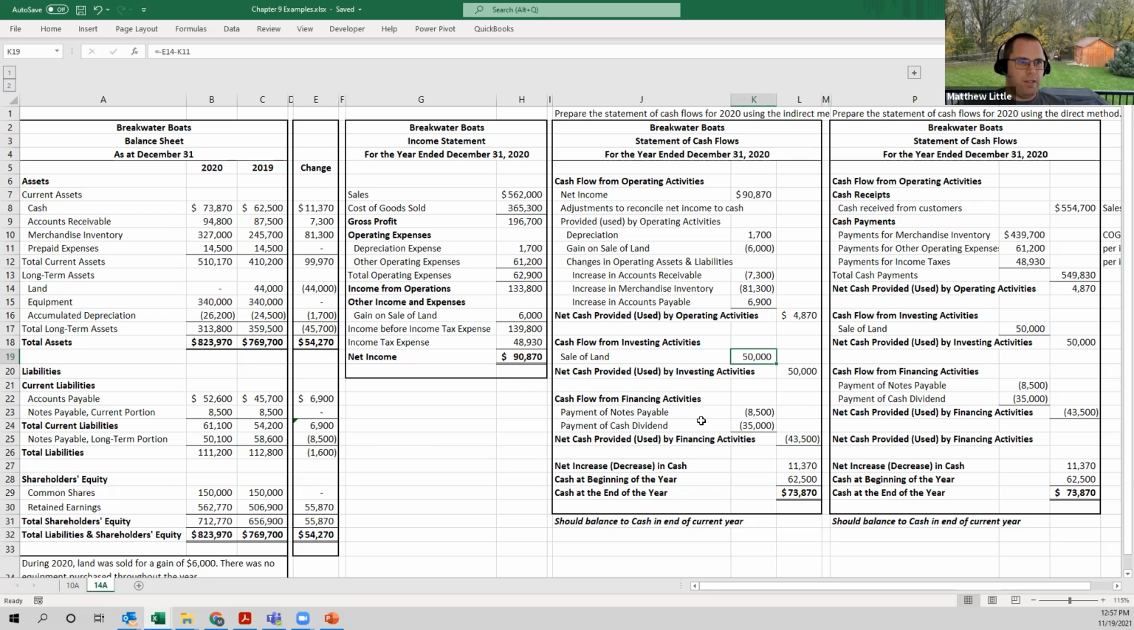And then from a financing activity perspective, we reduced the amount of our notes payable by $8,500. So that's a payment of notes payable. We paid off a liability, therefore it reduces the amount of cash we have on hand.